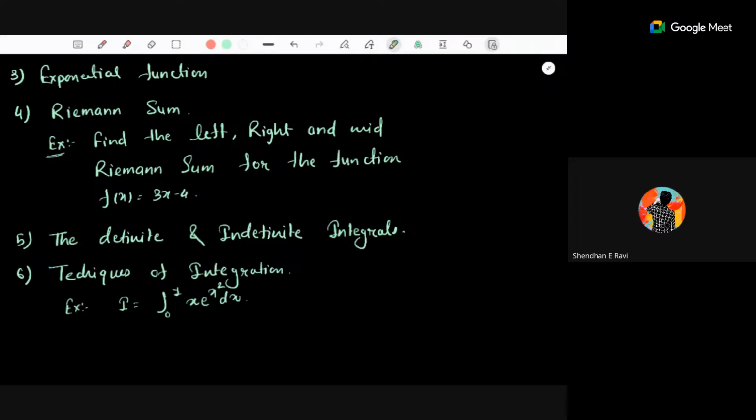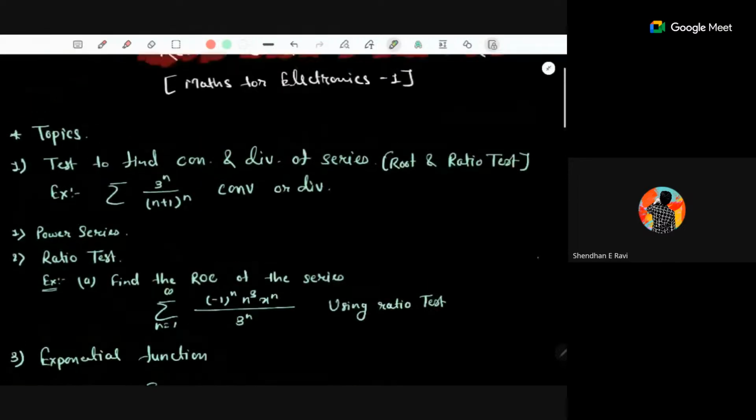And then we will solve one question on the technique of integration. So there are actually two techniques. One is the method of substitution, and another one is the method of integration by parts. So we'll revise these two methods and then try to solve this particular integration. Okay, so this is the blueprint of today's lecture.